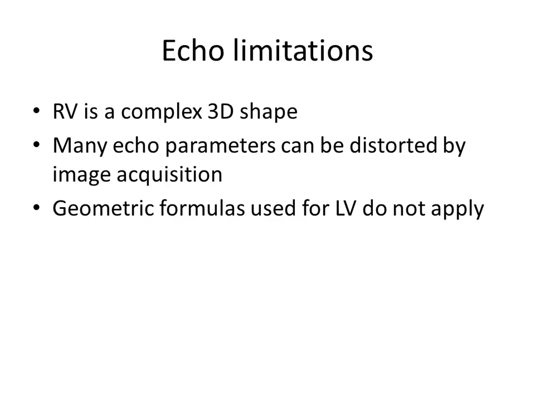So limitation, again, the RV is a very complex three-dimensional shape, so it's hard to acquire images of it. And really there isn't a geometric formula. When we look at the LV, we assume that it's kind of bullet-shaped, and we've developed formulas that account for the volumes, but you can't do that for the RV. So it makes it challenging to acquire images for it.